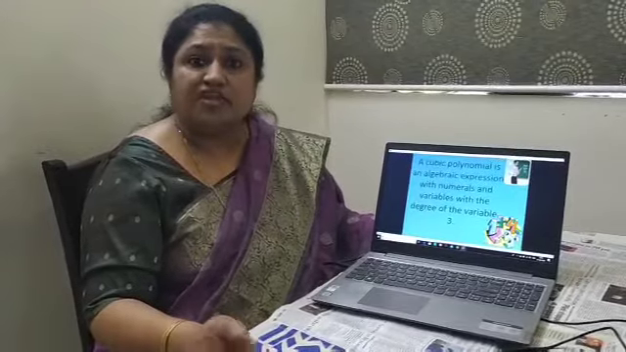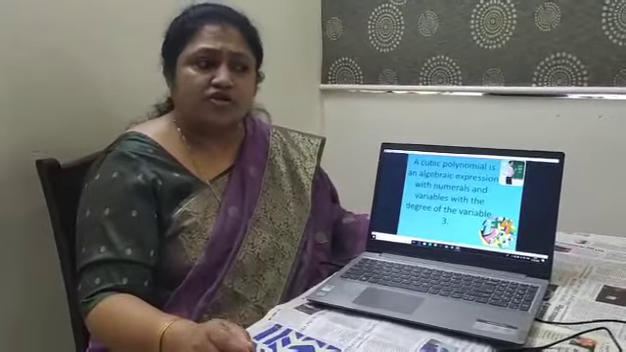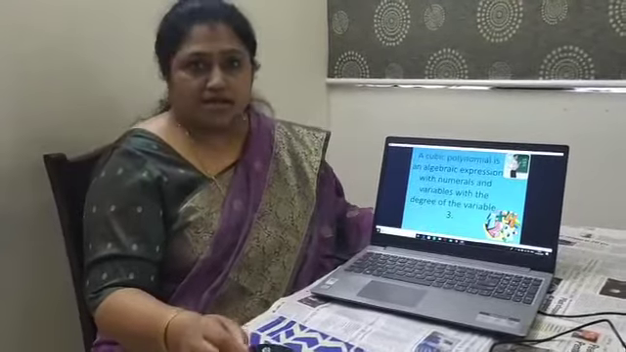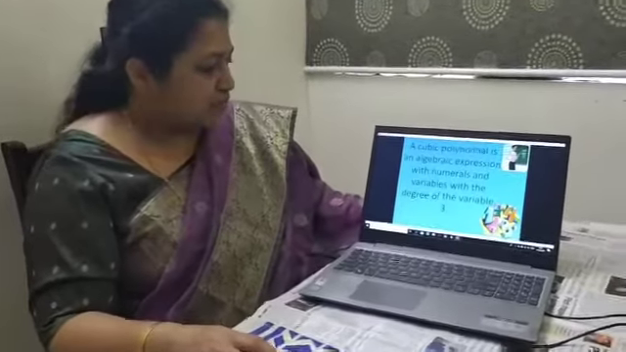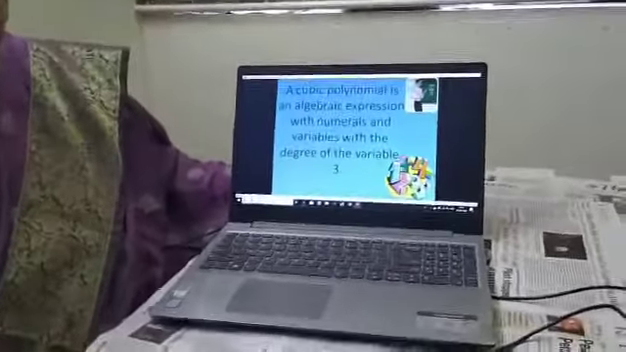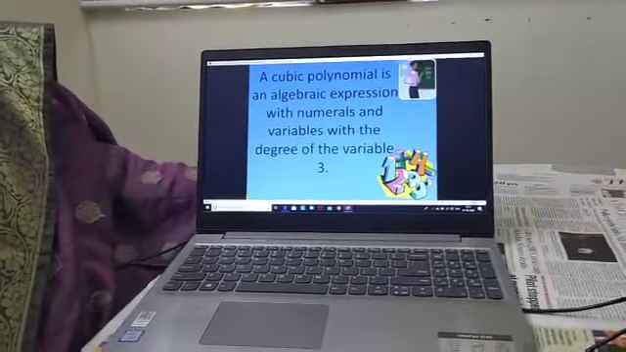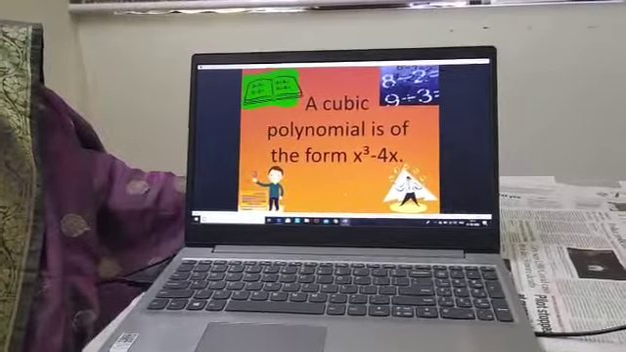So if an expression is given, you look for the highest power of the variable in it. When you talk about a cubic polynomial, it means that the highest power of the variable in that polynomial expression is 3. Then we call it a cubic polynomial. So a cubic polynomial is an algebraic expression with numerals and variables with the degree as 3. Okay, coming to the next slide.